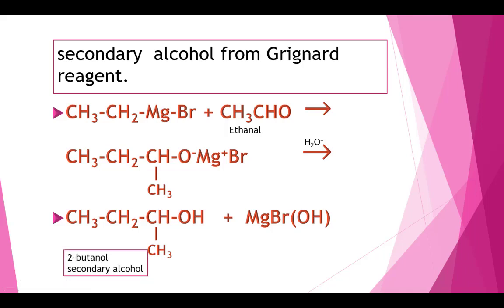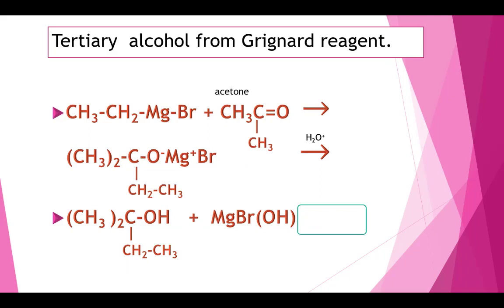This is 2-butanol or secondary alcohol. This molecule contains 4 carbon atoms, 1, 2, 3, 4, butanol, and the hydroxyl group is attached to the second carbon. That's why it is called 2-butanol, and the carbon containing this hydroxyl group is further attached with 2 carbon atoms. That's why this carbon is called secondary carbon, and this type of alcohol is called secondary alcohol.